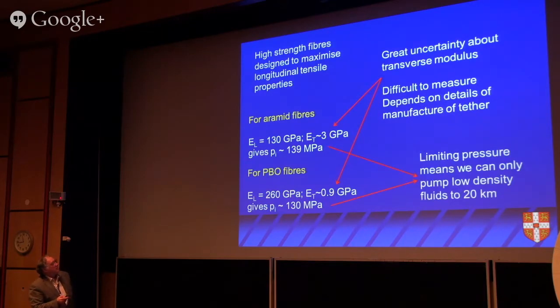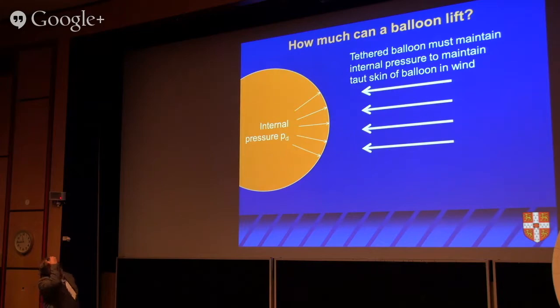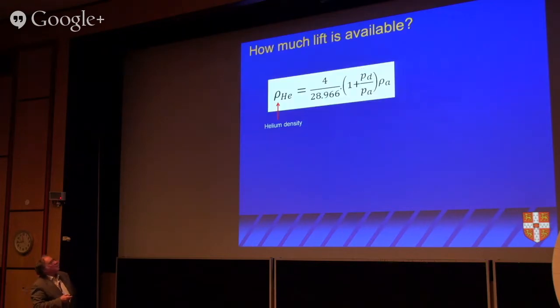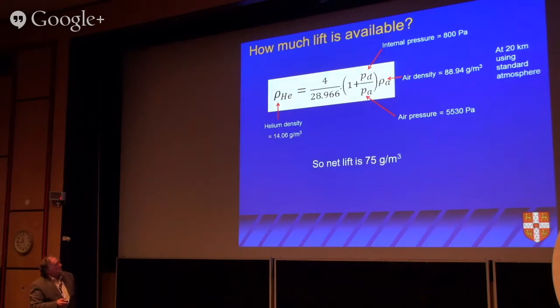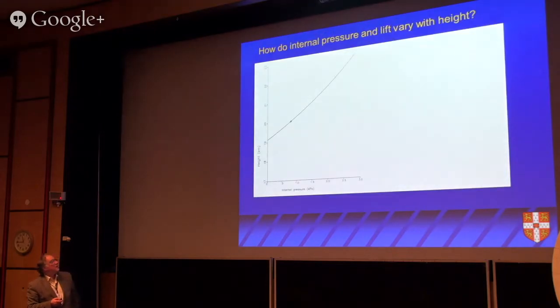Hugh's telling me to speed up. So I want to do something briefly here, looking at how much the balloon can lift. The lift that's available is about 75 grams per cubic meter. So for every bit you want to lift, you've got to have that many cubic meters of balloon up there.